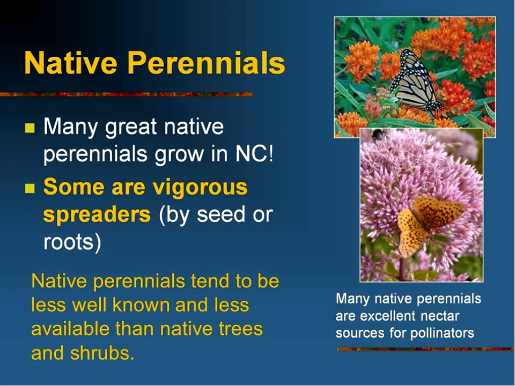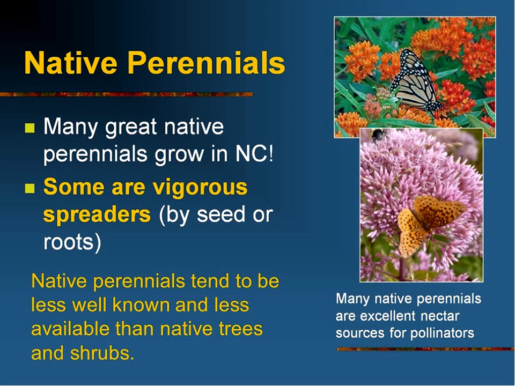On the whole, our native perennials aren't quite as well known as the woody plants and not quite as readily available. So you might have to go to specialty nurseries to find some of these. Although some of them, like the butterfly weed here in the picture and Joe Pye weed, are certainly very well known, very popular perennials. Many of these flowering perennials, along with the flowering shrubs and trees, are great plants for pollinators. They're just excellent nectar sources.